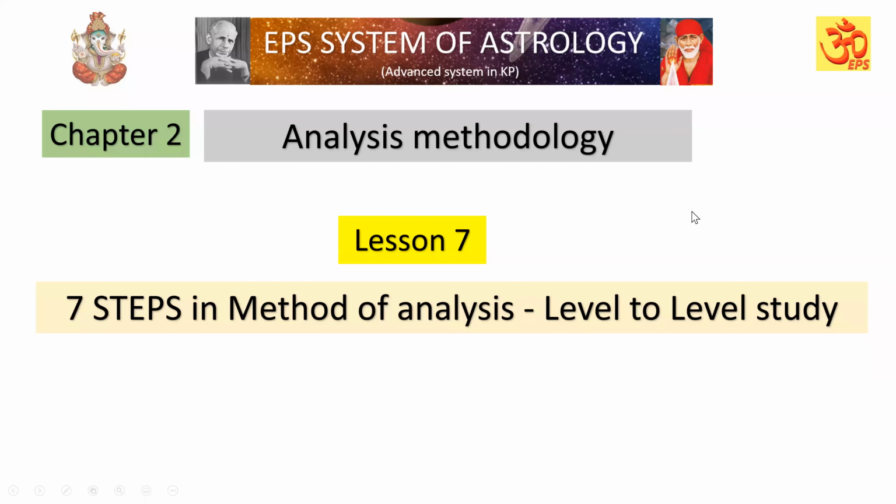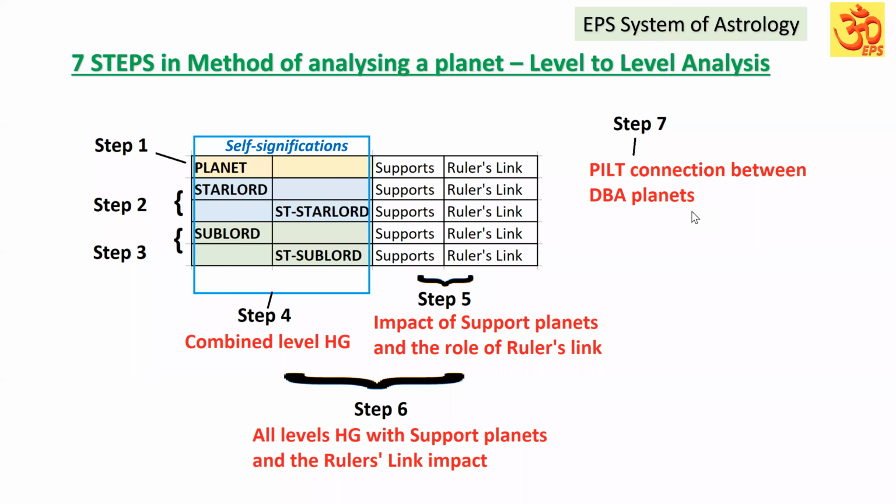In the previous lesson, I was telling you about the basic method of analysis. Based on that, what are the steps involved? They're given step by step for your better reference. What are the 7 steps in the method of analyzing a planet, level to level analysis?